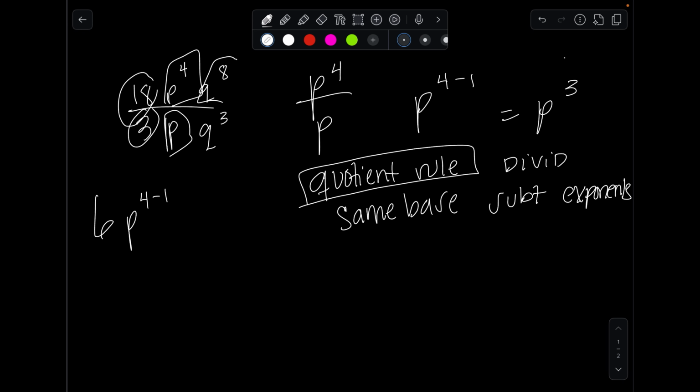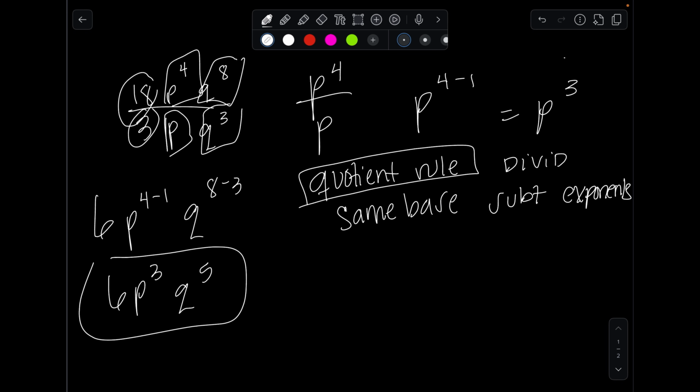You're also dividing q to the eighth power divided by q cubed, so you're subtracting the exponents. So that's how you get 6p to the third power times q to the fifth power. This is your work, okay? This was showing you the concept of it, the why. You get 3 left over, okay? That's the visual.